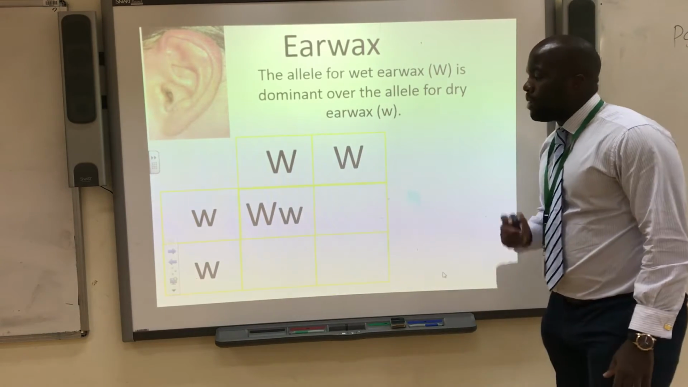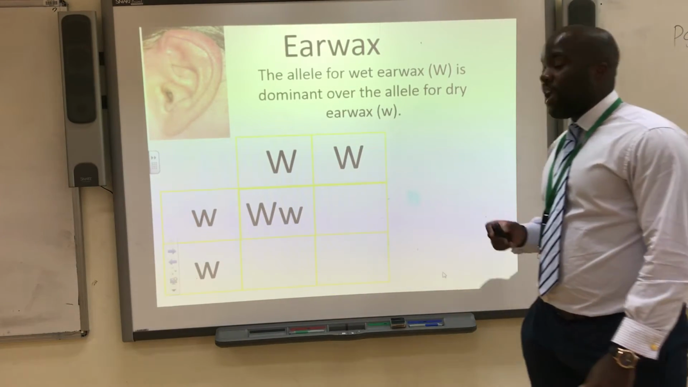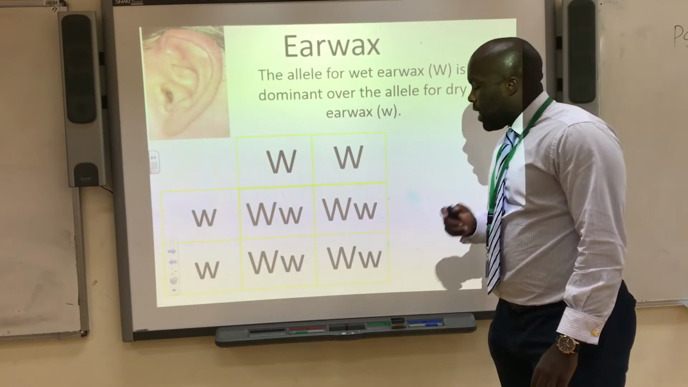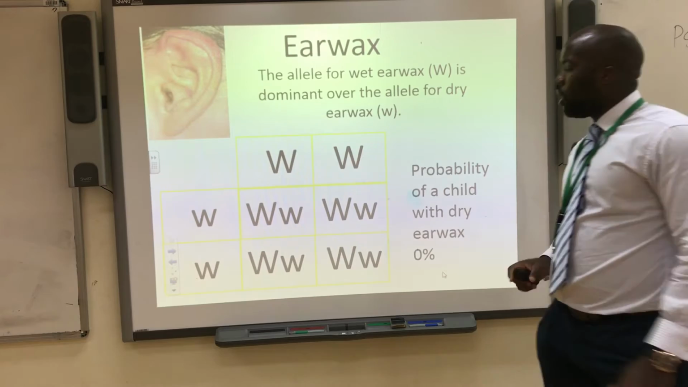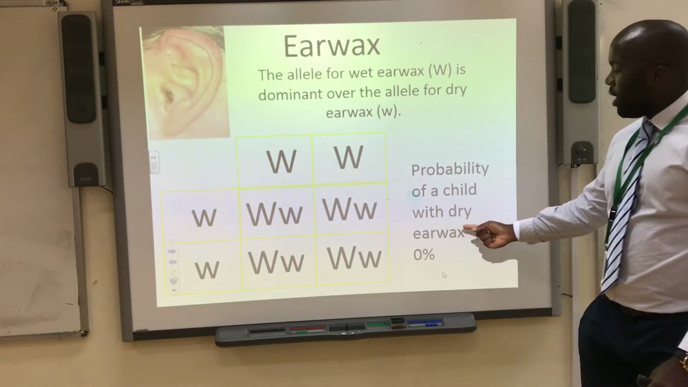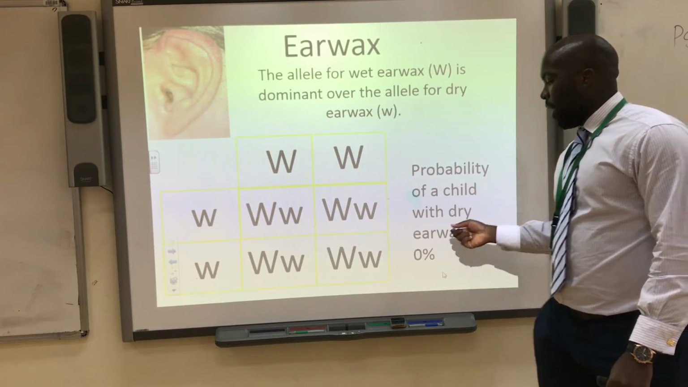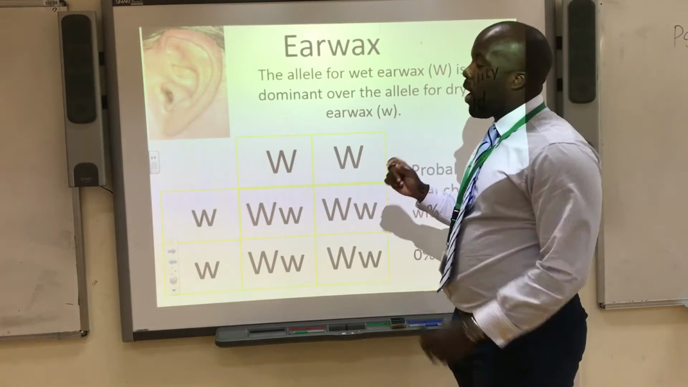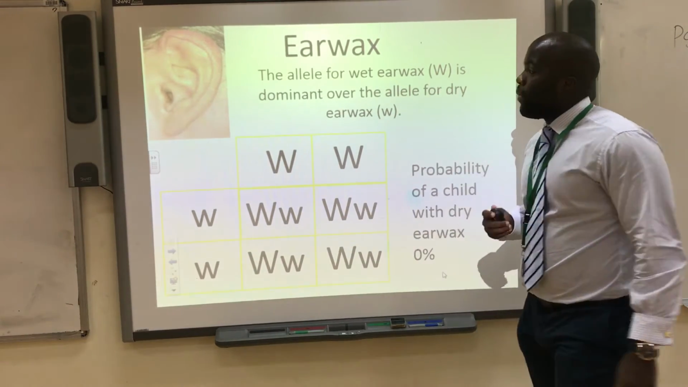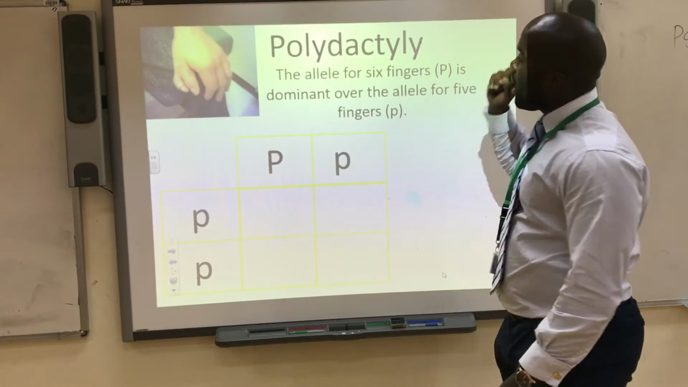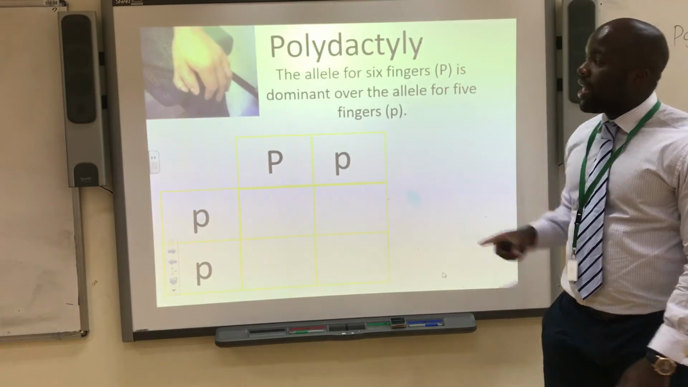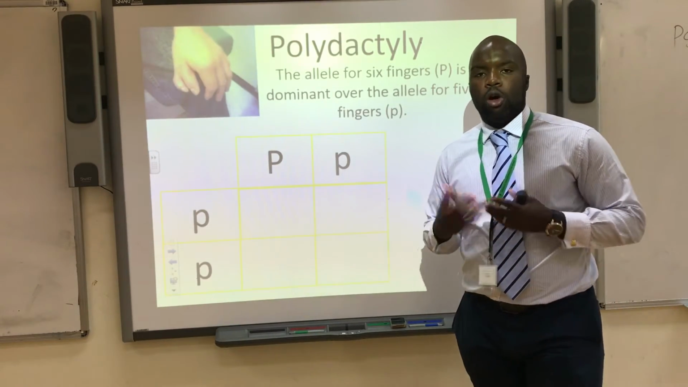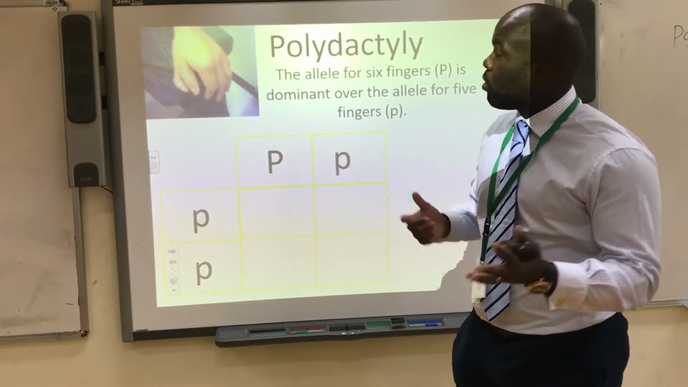So if we work out the combinations, and hopefully you paused the video and did this, if you haven't, do it now. There is a 0% chance of the couple having a child with dry earwax. Or on the other hand, there's a 100% chance that the couple will have a child with wet earwax. So, let's look at our last example, polydactyly. Polydactyly is a condition in which a child or the offspring has 6 fingers or 6 toes.